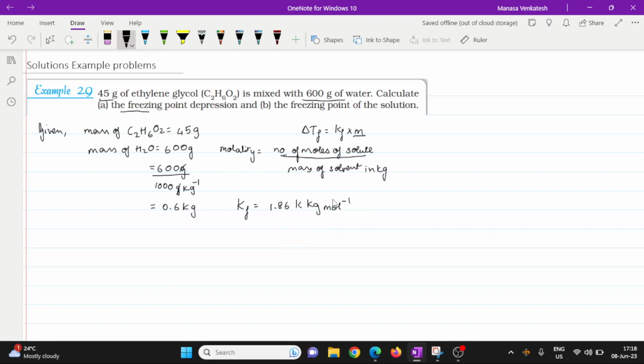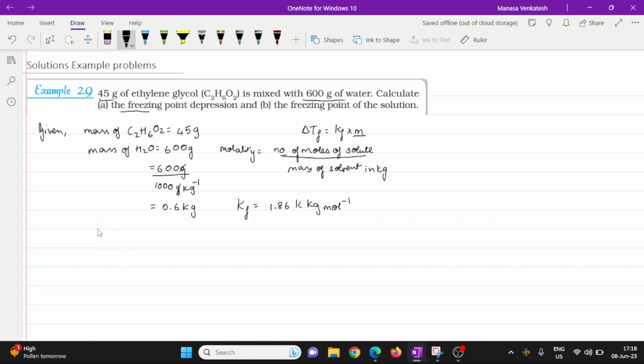If not, we would have to convert this. And I think, let's face it, it's easier to convert the mass of water from 600 grams to kilograms than it is to figure this out. Pretty sure we can do it too, but I just feel like this is easier. Okay, so this is the mass of the solvent in kilograms.